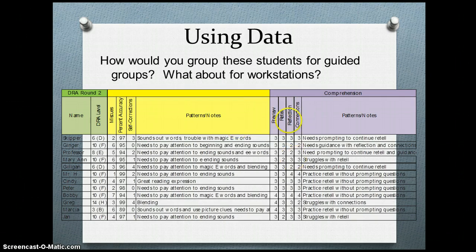Now over here in purple is data pertaining to comprehension. So first they needed to preview the text and the illustrations and do a picture walk, and this is their score out of a 4 on that. And then next were retell questions, and so after reading the passage they had retell questions, reflection questions, and connection questions. And so here's their score out of 4 on the retell, their score out of 4 on reflection, and their score out of 4 on connections, and then notes that I made about their performance on comprehension.